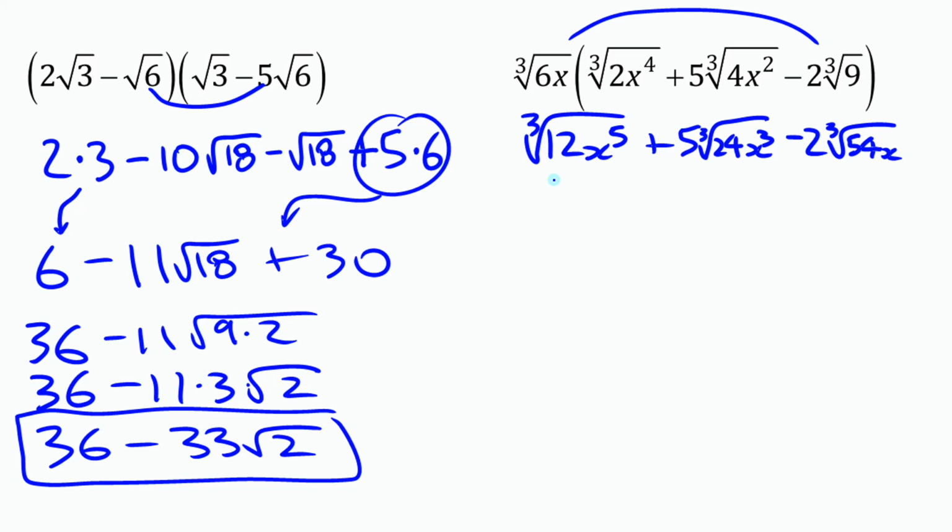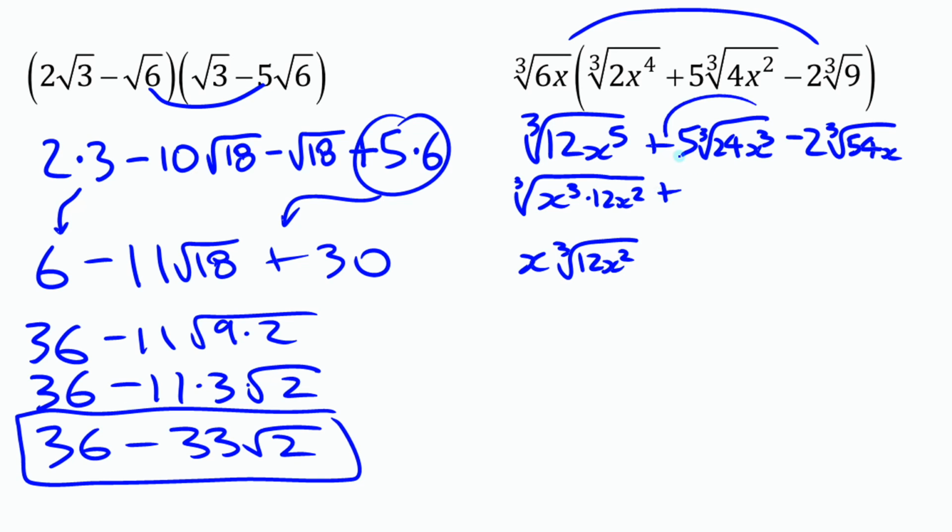We're looking at cube roots, so we're looking for perfect cube factors here. 12 doesn't have a perfect cube factor. X to the 5th does, though. You can write it as x cubed, and then times 12x squared. If you do that, the x cubed can be written as x outside of that expression, and then 12x squared is what's left inside of there.